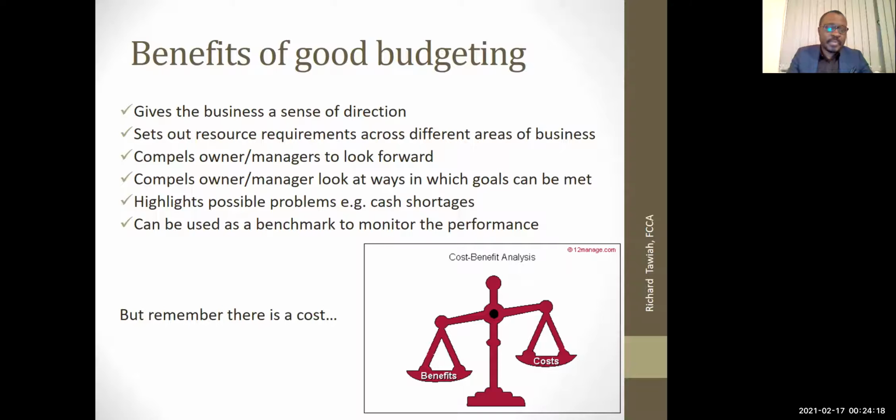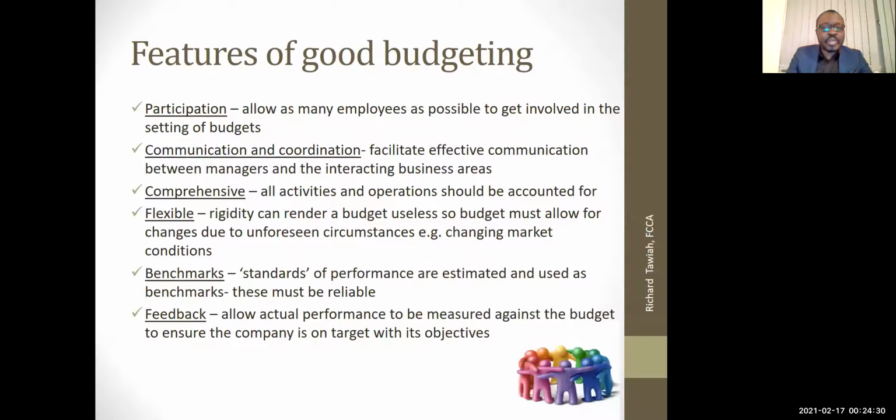And of course, budgets can be used as standard benchmarks to help appraise performances of staff. So it is used to undertake performance appraisal situations. Okay, excellent. Now, let's look at some features of a good budgeting system.